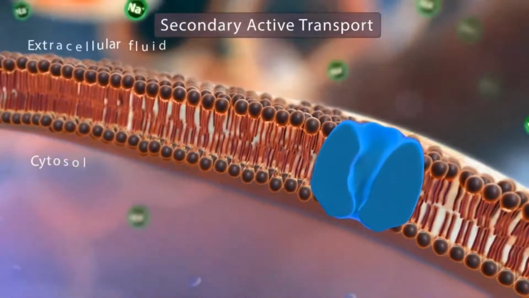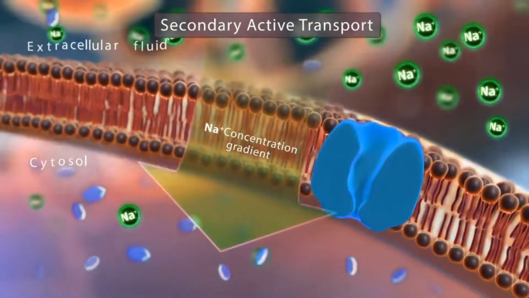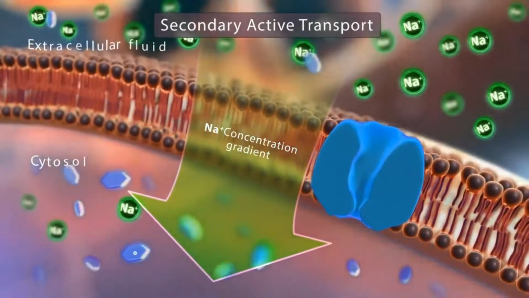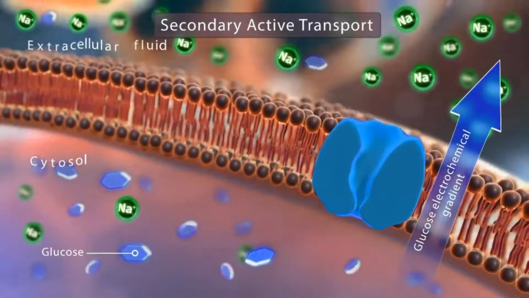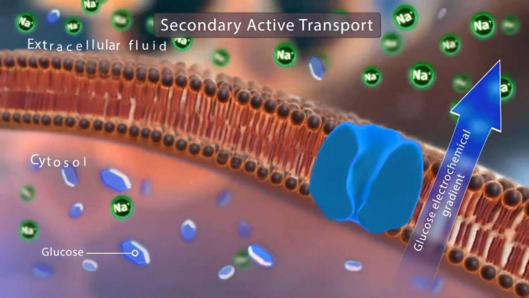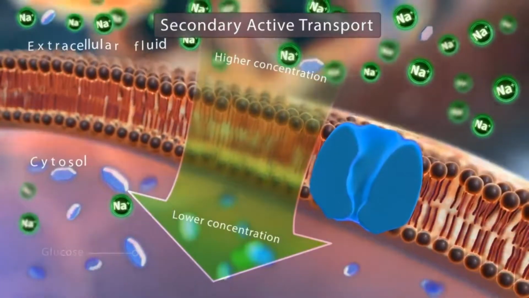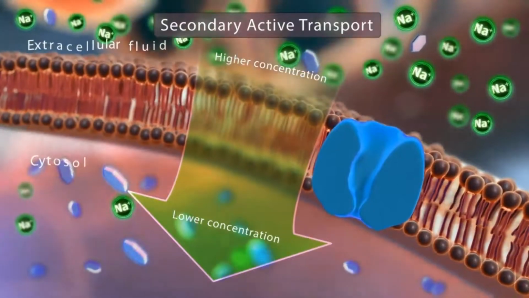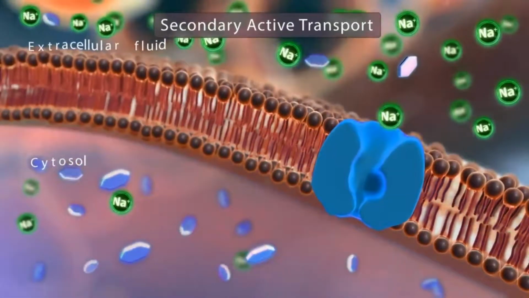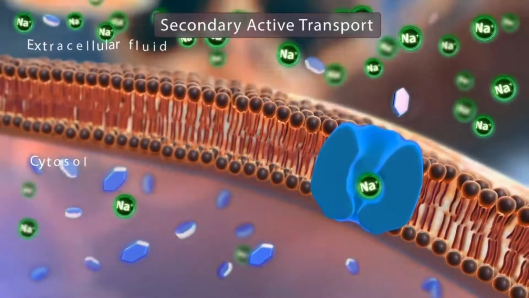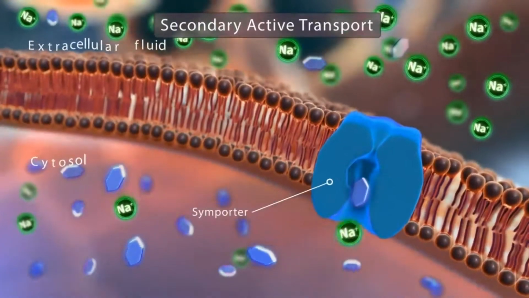Secondary active transport uses the energy released when one substance moves down its concentration gradient to move another substance, such as glucose, against its electrochemical gradient. The driving force is primarily the movement of sodium ions from areas of high concentration to areas of lower concentration. When two substances are transported in the same direction by secondary active transport, the protein transporter is known as a symporter.